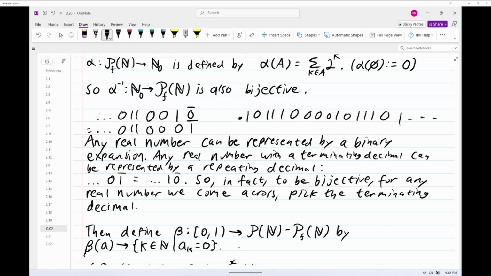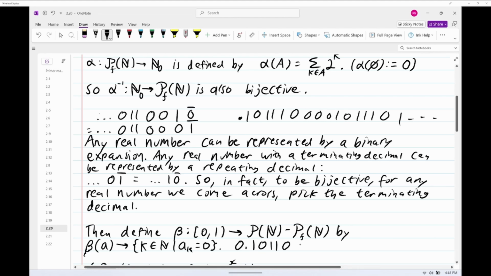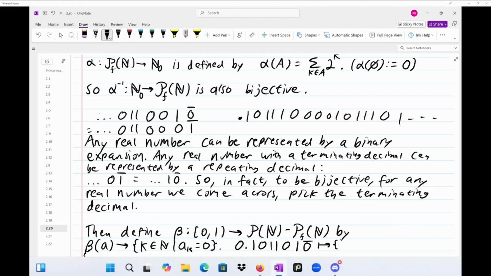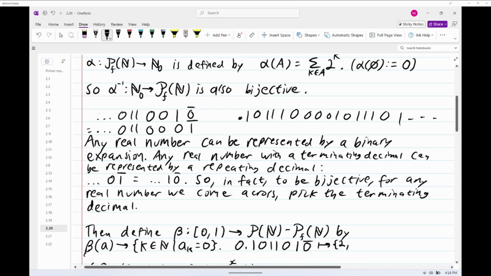So if I had a binary expansion 0.101101, that's where it terminates. So this is followed by a bunch of zeros. That is going to get sent to: yes 1, not 2, yes 3, yes 4, not 5, yes 6, but not 7, 8, 9, yada yada.